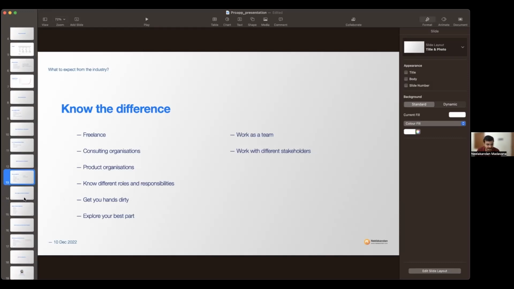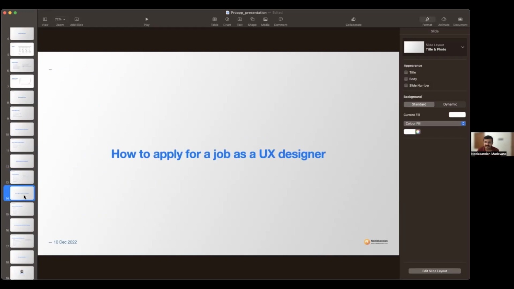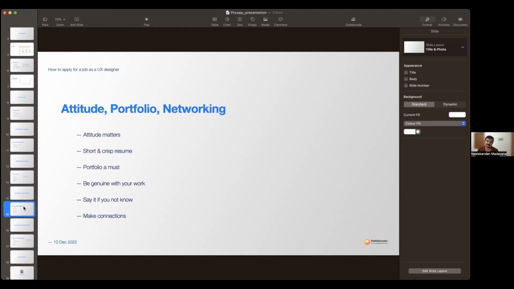I think I have a few more minutes before I finish. Again, how to apply for a job as a UX designer, and how do you go for that, is also one thing. I personally would categorize attitude. Attitude is the first thing that I would definitely tell.